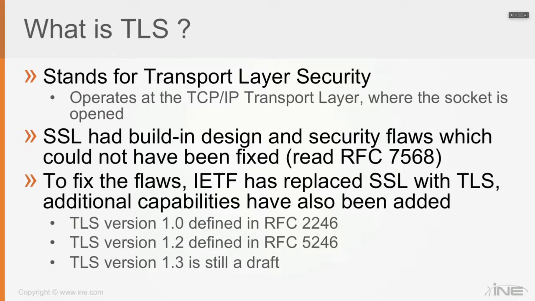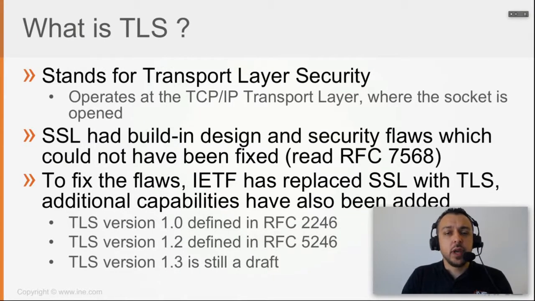The initial version of TLS was version 1.0, defined in RFC 2246. Nowadays, the standard is TLS version 1.2, which is defined in RFC 5246. And of course, we have in draft TLS version 1.3. So why do we have all these versions of both SSL and TLS? Because clearly we had to add additional capabilities to the SSL/TLS functionality, and also we had to fix whatever flaw or something that didn't work properly to begin with.